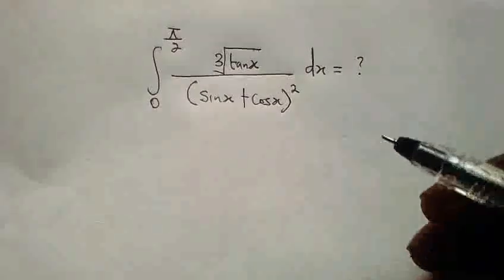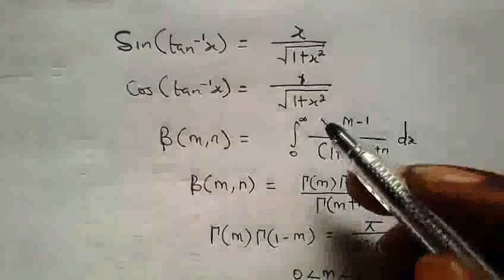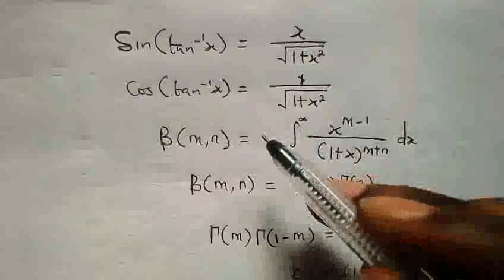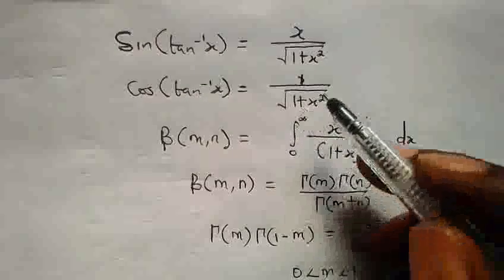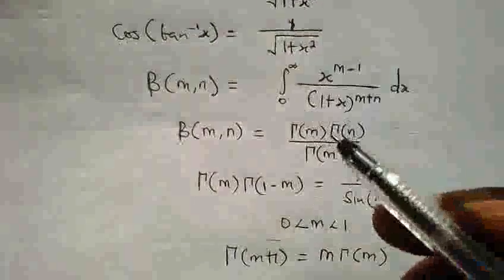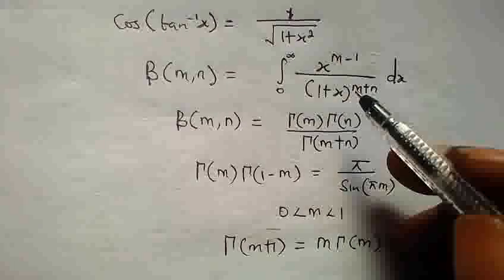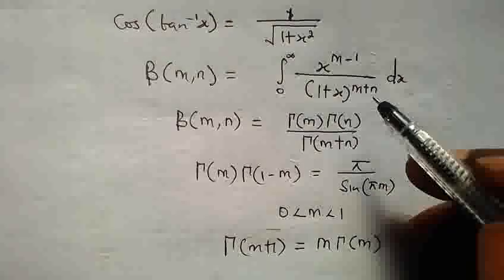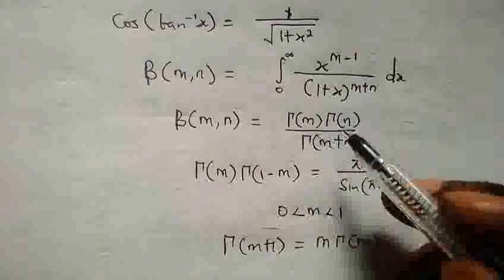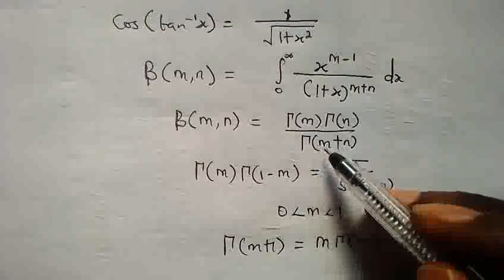We'll be using the following properties to solve this problem. We have sin of tan inverse of x is equal to x over the square root of 1 plus x squared. Cos of tan inverse of x is equal to 1 over the square root of 1 plus x squared. Then this special function, the beta function B(m,n), is equal to the integral from 0 to infinity of x raised to m minus 1 all over (1 plus x) raised to m plus n dx. The relationship between the beta function and the gamma function is that B(m,n) is equal to gamma of m times gamma of n all over gamma of m plus n.